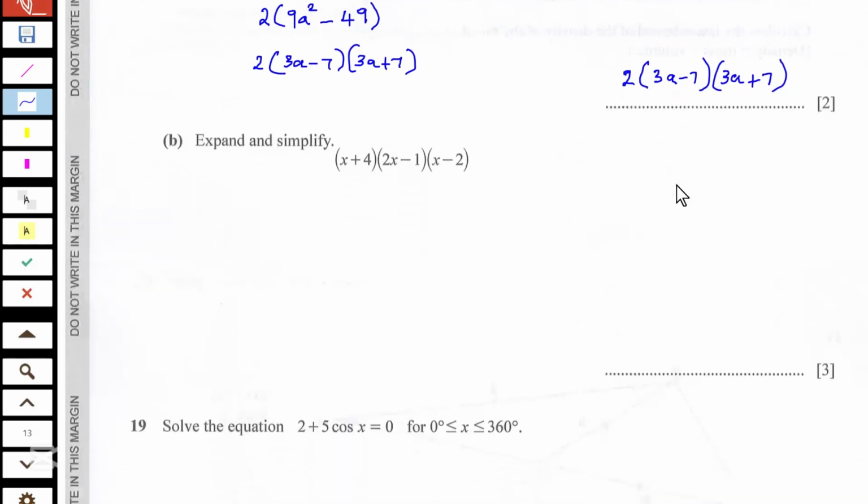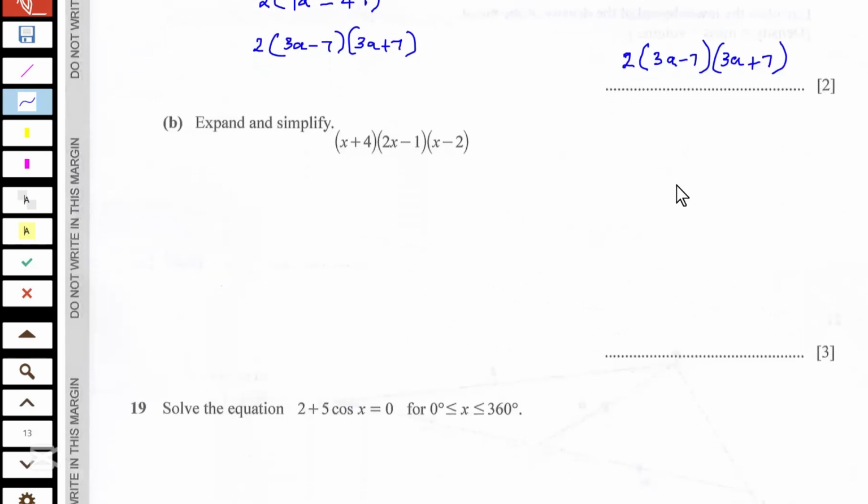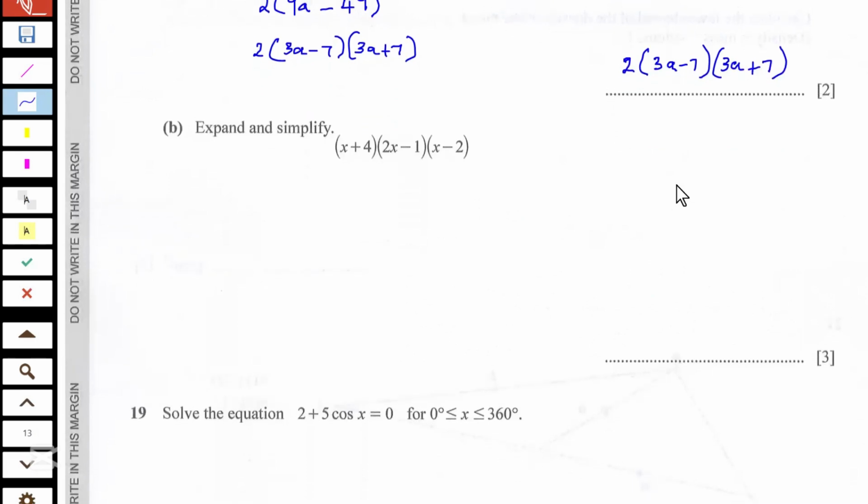Now question B. Expand and simplify x plus 4 times 2x minus 1 times x minus 2. So we can start by multiplying the first 2 brackets. So let's expand the first 2 brackets. So we have x times 2x gives us 2x squared. X times negative 1 is negative x. 4 times 2x is going to give us plus 8x. Then 4 times negative 2 will be negative 8.